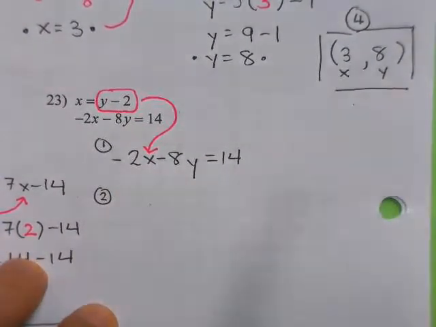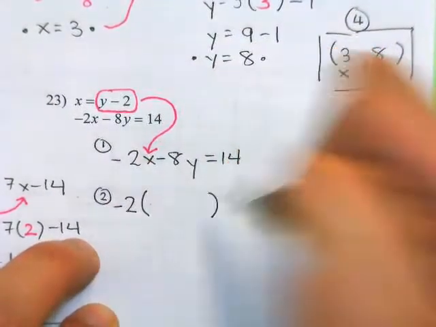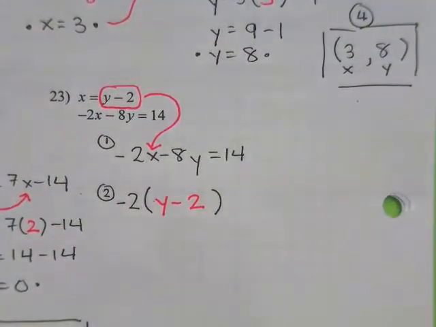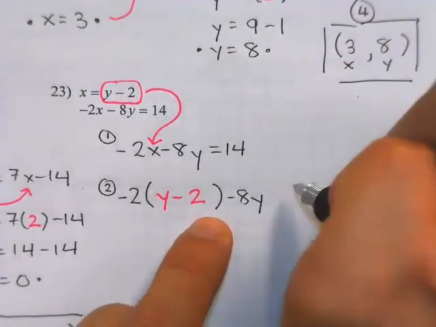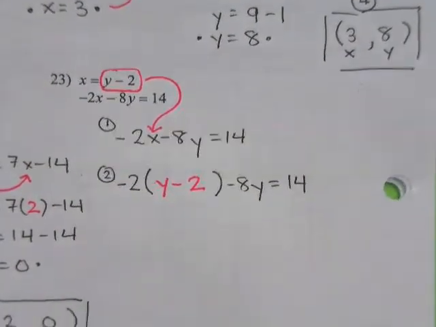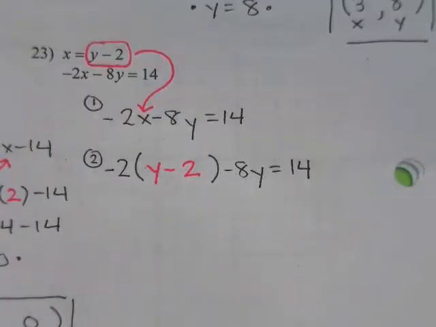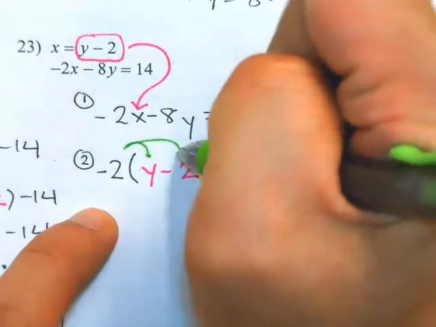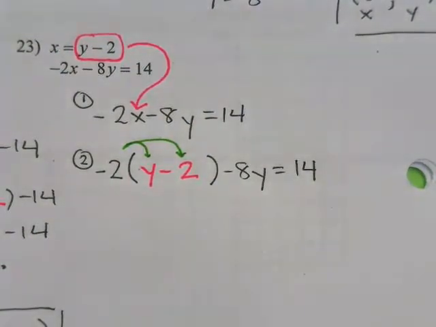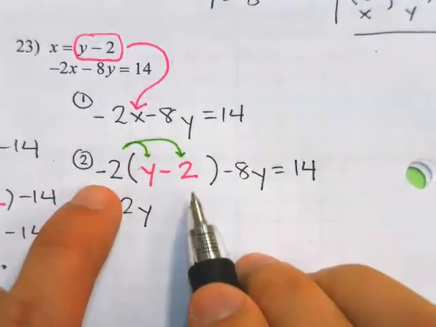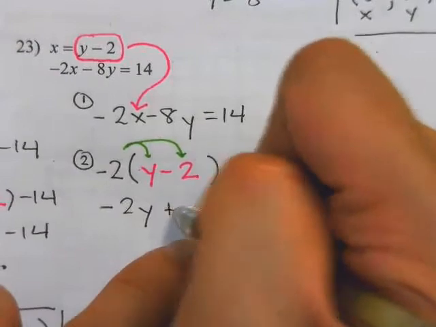Just be careful. Rewrite negative 2, y minus 2, minus 8y is equal to 14. So again, just be careful. Anyway. Now this looks like equations from the first month of school. Distribute the negative 2. Negative 2 times y is negative 2y. And then negative 2 times negative 2 is positive 4.